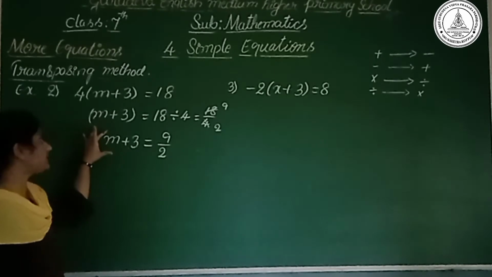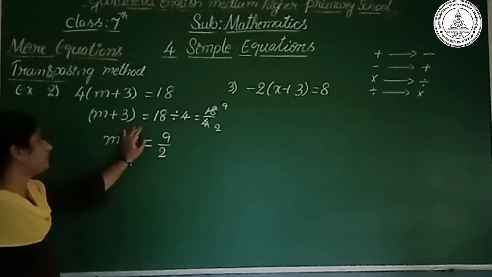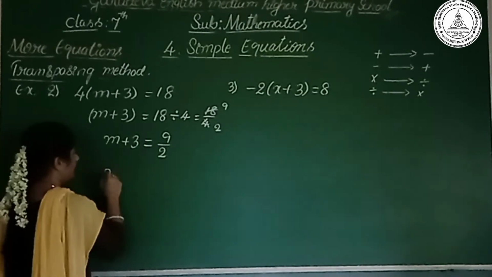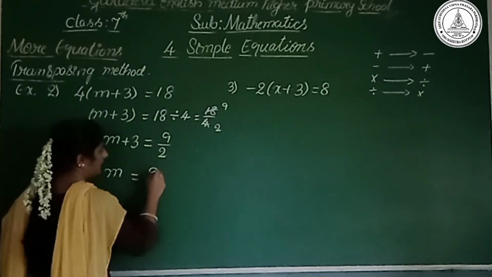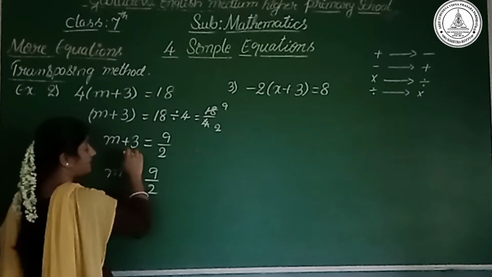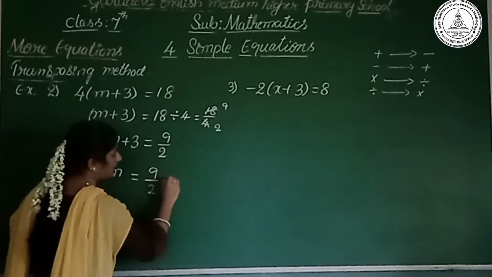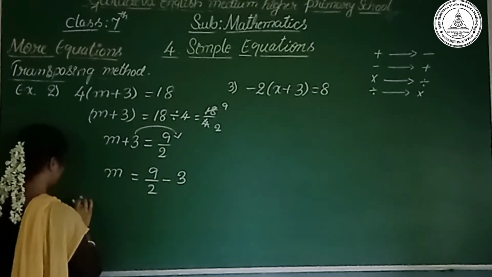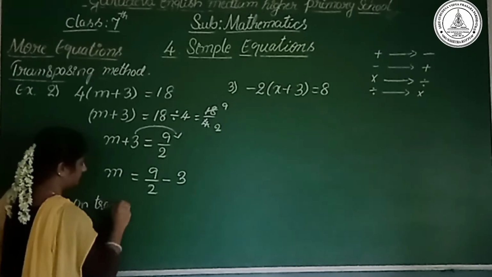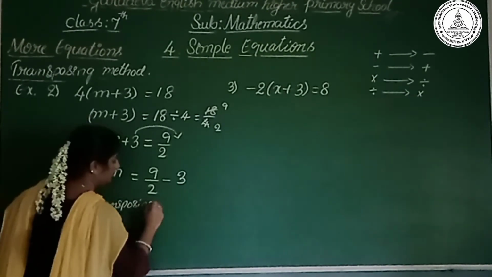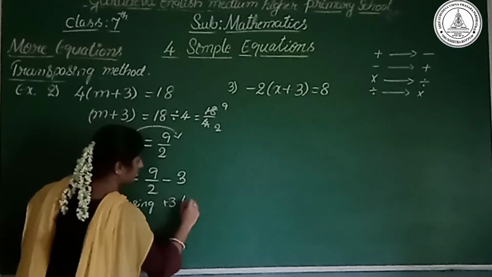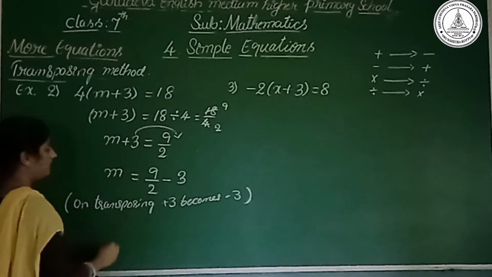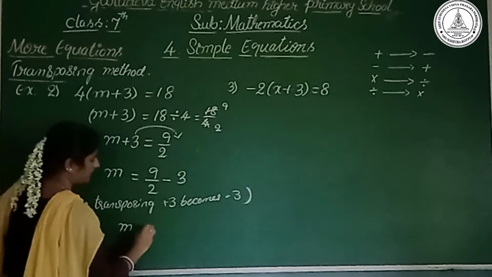Now m plus 3 equals 9 by 2. Here I want to make it a separate variable, so I want to transpose 3 to the right hand side. Then let's transpose: m equals 9 by 2, and here there is a plus 3. If it goes to the right hand side, it will become minus 3. In bracket, on transposing, plus 3 becomes minus 3. So now you know how to solve this given equation.